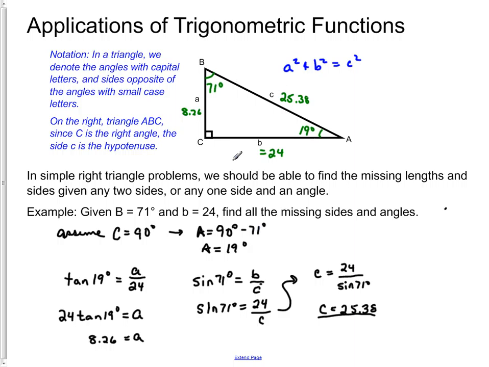So if we're given any right triangle situation, it's good to know that we can use any of the given angles and the length of at least one side to solve for any of the other missing sides and angles in the triangle just by using our trigonometric ratios. And that's what we're going to do in these applications to come.